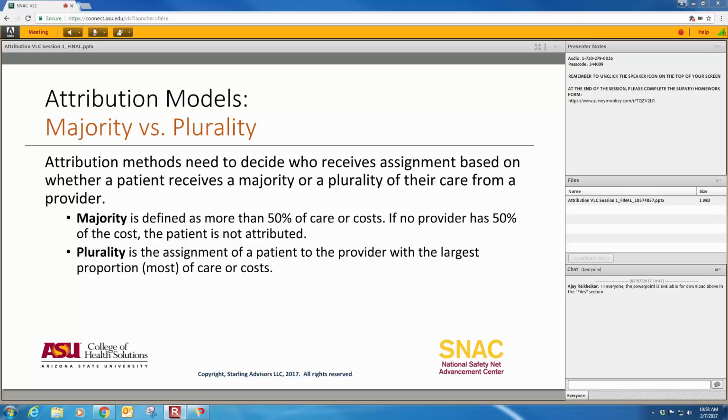Plurality is used quite a bit in primary care-driven models, of course, and it's about the assignment of a patient to the provider with the largest proportion, whether or not that is more than 50% of both care and cost. And so there's kind of a subtle difference there, but we think it's one that's important, especially within the safety net, where we may not be delivering essentially the majority of care to many of our patients, but still may be seen under a plurality of care type model to be the one that's most likely to be able to affect cost and outcomes for that assigned patient.